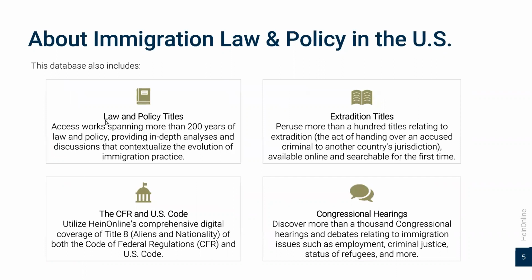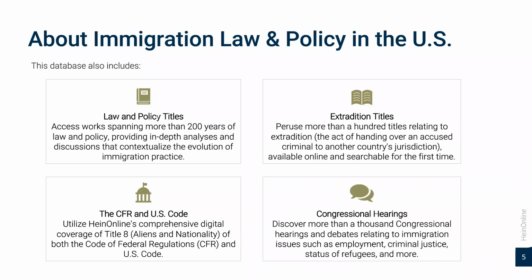Law and policy titles. So in the law and policy title section, this is where you will find the administrative decisions under immigration and nationality laws, and then other relevant titles on law and policy relevant to immigration in the US. Extradition titles, so we have an entire section dedicated to extradition. This would be both extradition from the US as well as to the US.